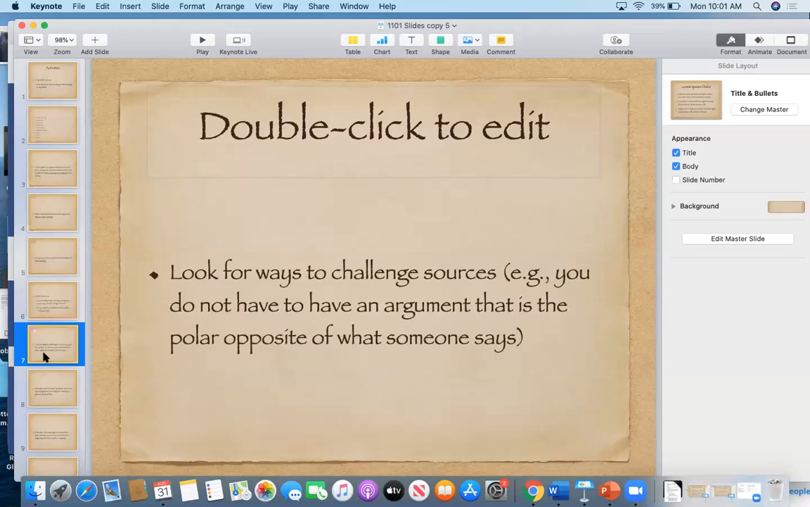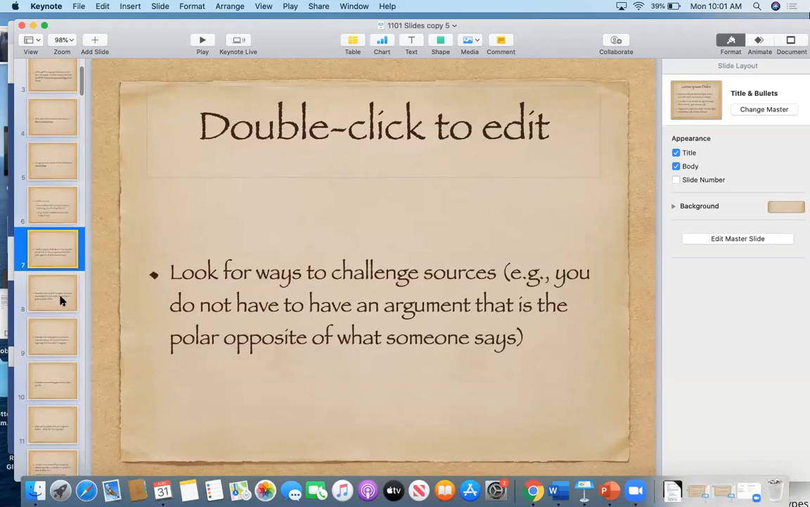Anyways, moving on. As I mentioned last time, make sure to challenge your sources. You don't have to have an argument that is the polar opposite of what somebody says. You can partially agree with an author, and you could say, well, they're right about this, but I would also add this, or I slightly disagree on this level, or something like that. So always think of ways that you can put your voice into the conversation.